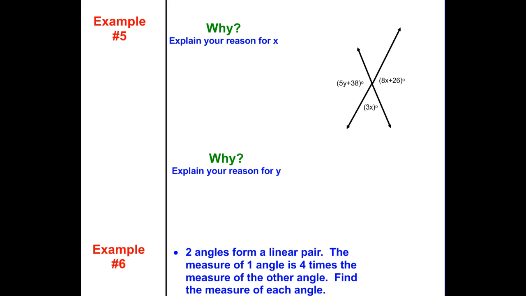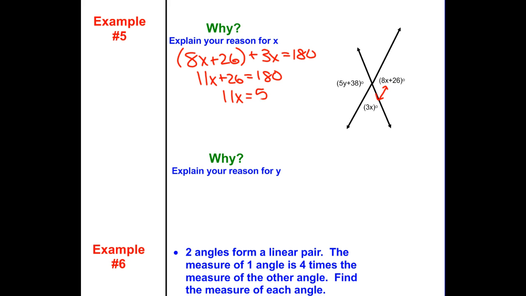But what we can do is we can look at these two. They are linear pairs. That means they add up to 180 degrees, just like we did in that last problem. So now we have to solve for that. So 11x plus 26 equals 180 minus 26. So we get 11x equals 154. Divide by 11 and we get x equals 14.